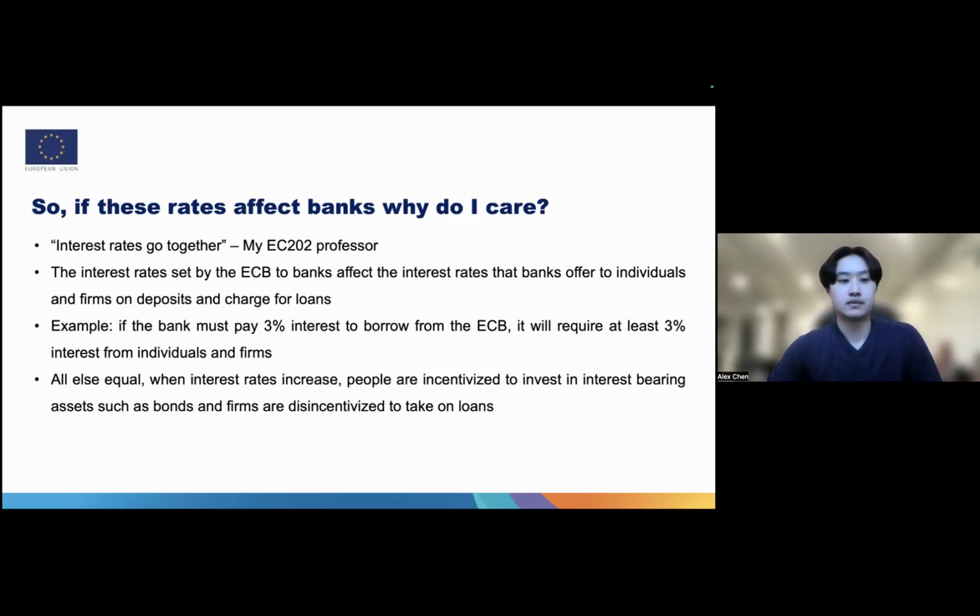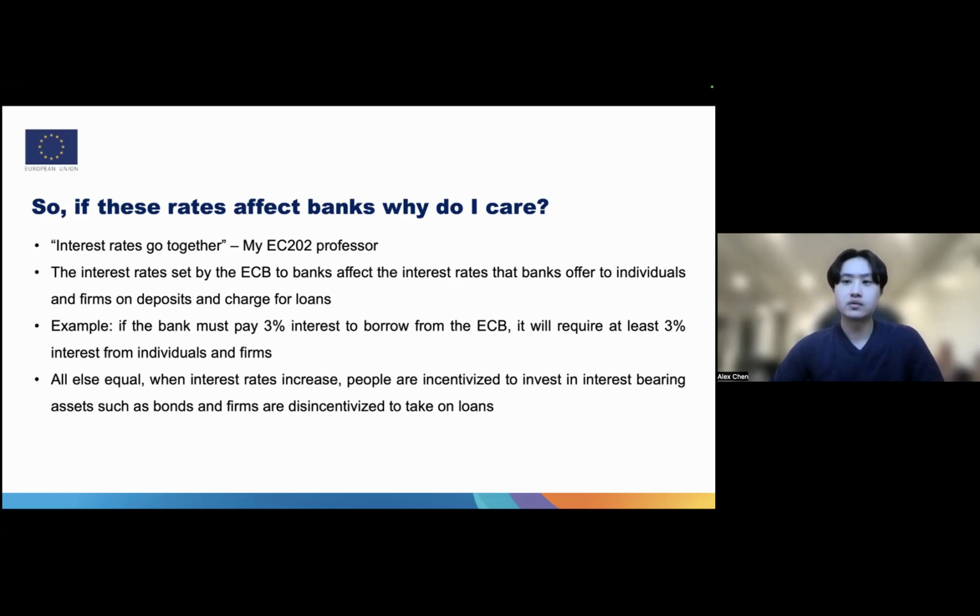And so, again, just another slide about why interest rates matter, because a lot of this is talking about banks, right? Like what rate the ECB gives banks for their deposits, or what rate the ECB charges banks to borrow funds. As my EC 202 professor would always say, interest rates go together. So the clear link here is that interest rates set by the ECB for banks affect the interest rates that banks offer to individuals and firms on deposits and what they charge for loans, right? So if a bank must pay 3% interest to borrow from the ECB, it's obviously going to require at least 3% interest from individuals and firms, right?